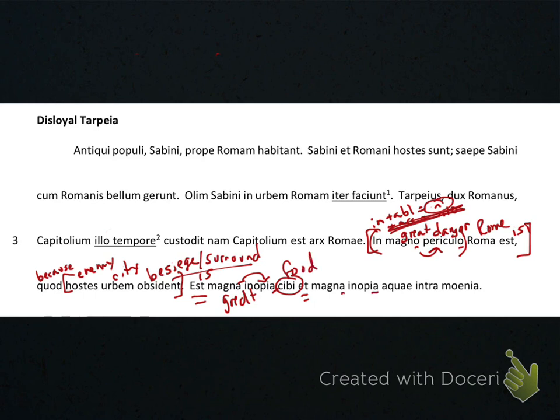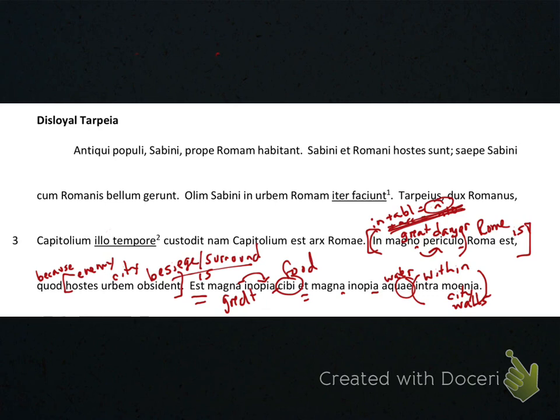And then I see magna inopia again, so there's also a great lack of something else, and this word means water. On my vocabulary list, I see that the word intra, which means within, we are told must be followed by the accusative case. That means it's a preposition. And since moenia is the only word after within, that has to be the object of the preposition. And this means city walls. So there is something within the city walls.